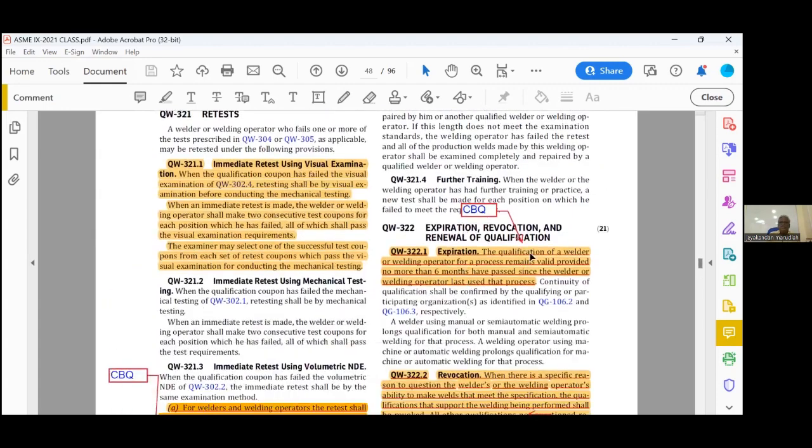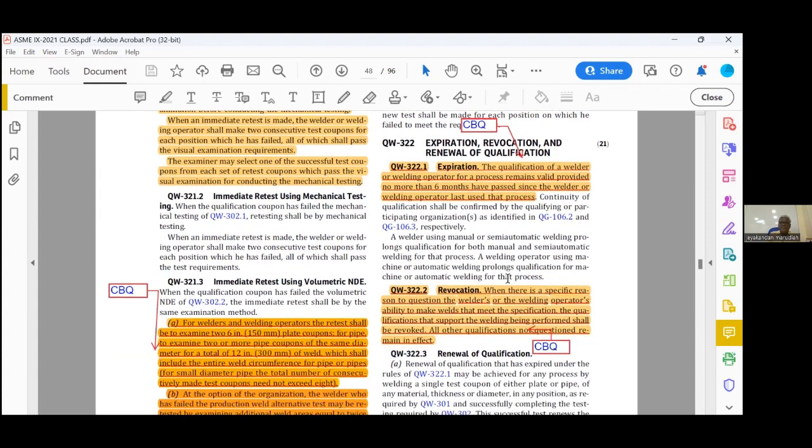Then what is meant by expiration? Highlight this one. The qualification of a welder or welding operator for a process remains valid provided no more than 6 months have passed since the welder or welding operator last used it. Revocation: when there is specific reason to question the welder or welding operator's ability to make welds, the qualification that supports the welding shall be revoked. All other qualifications not questioned remain in effect.